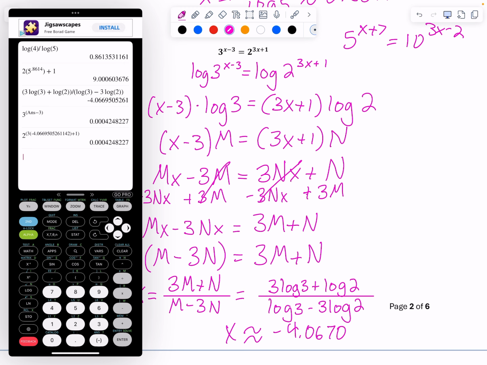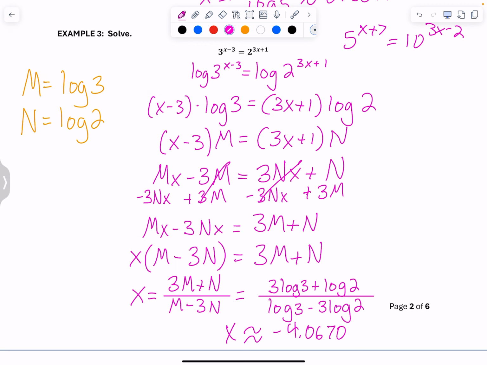The top one I could use answer because that was the one right above it, right? But if I were to use answer again, it's going to use the 0.0004. It always uses the last answer as answer. All right? Whatever you need to do, I'll give you a sec. You need to write a note on there or whatever.